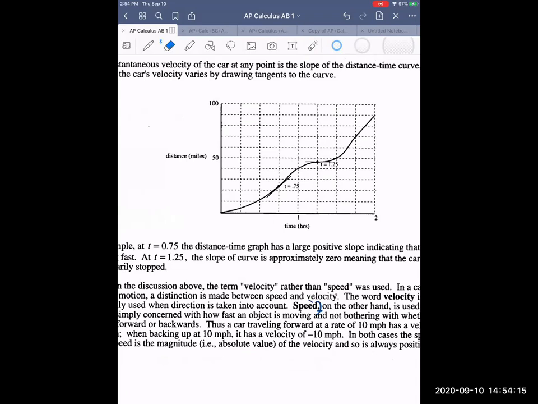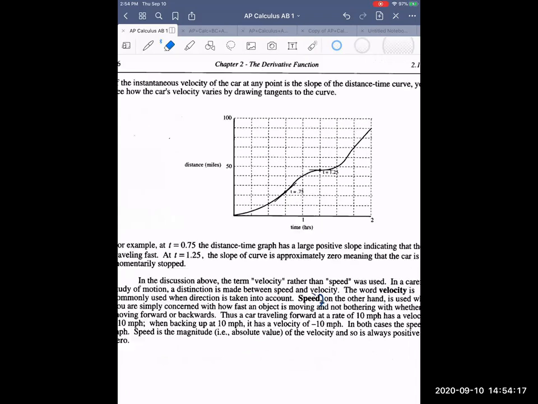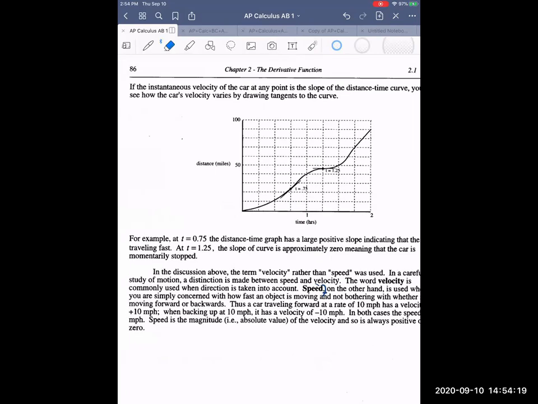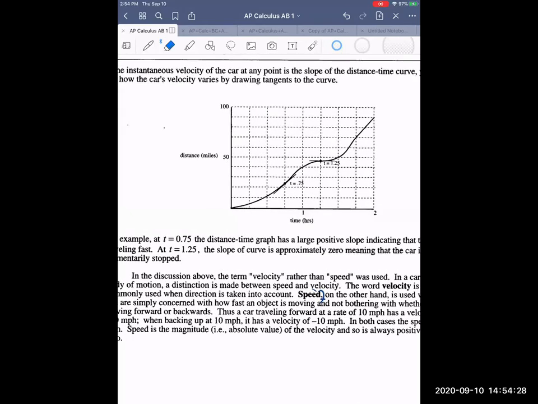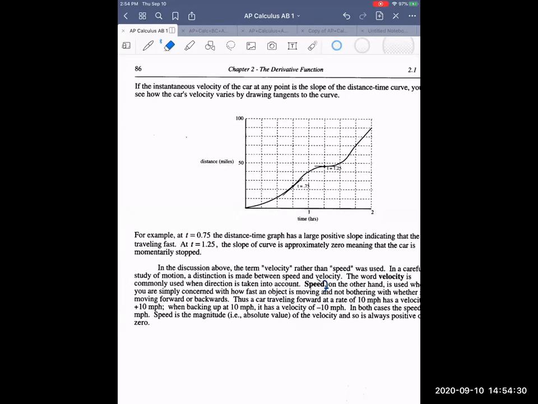Shows the pre-calculus teacher how good you are in algebra. And if you're really good in algebra, well, then you come to calculus. If you're not, you're going to have a struggle. All right, so some other things about a graph.